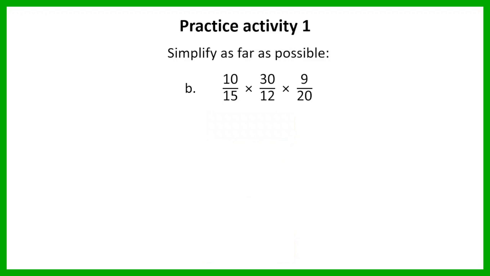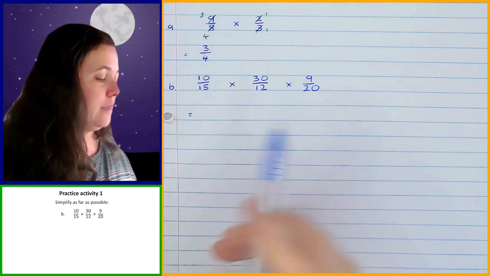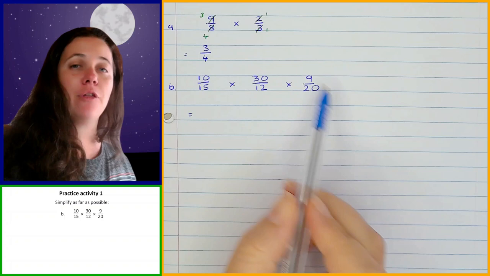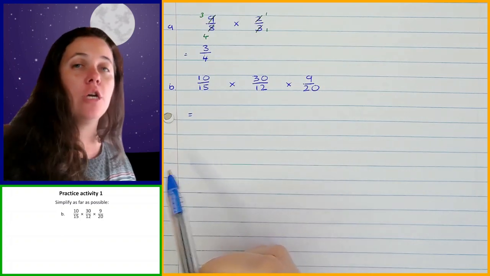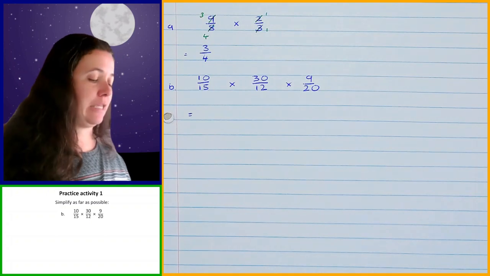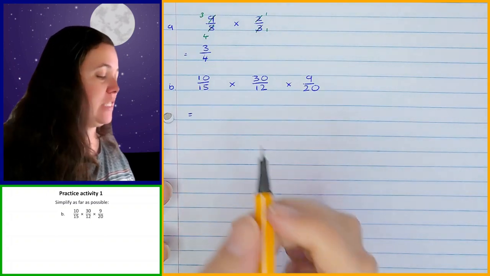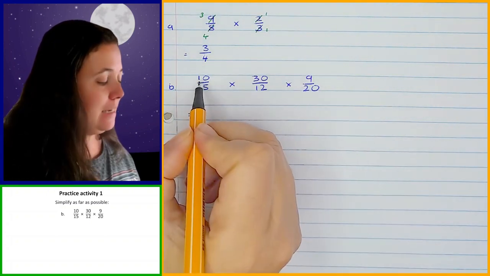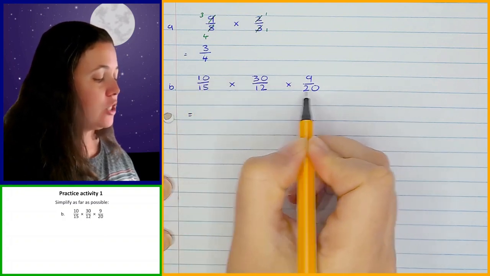Okay, so let's see what you got for that. Over here, the first thing I'm going to do is check if there are any mixed numbers. In this case, there aren't. So I'm going to go on to my simplification. I'm going to be looking for common factors at the top and at the bottom of any of the fractions. So I've got over here 10 and over here 20. So I'm going to simplify those.